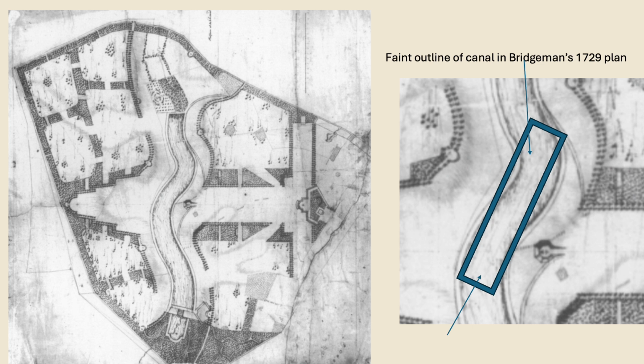So here's Bridgeman's plan, which I've turned on its side so we're a little bit more familiar with it. So it's north, roughly towards the top. Bridgeman's serpentine lake is there in the centre, that was never built because the geology proved impossible. But if you look very, very carefully at the zoom in that I've done on the right hand side, you can see that on Bridgeman's plan there's an outline of a straight canal of exactly the right dimensions in exactly the right place. So to me that means potentially that the canal there predated Bridgeman in 1729, and therefore the obvious timeline for it might be the 1620s when the parkland was first enclosed.